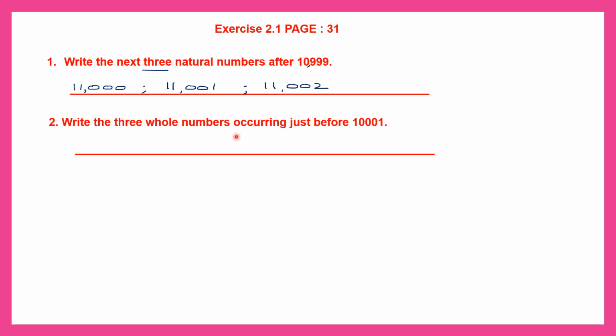Next question. Write the three whole numbers occurring just before 10,001. So here also let's put our comma in the right place so that it becomes easier for us to read. So this is 10,001. And whole numbers are all numbers starting from 0. So for three whole numbers just before 10,001 we have to subtract. So if it is before, you subtract. If it is after, you add.